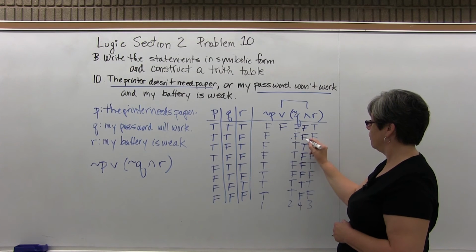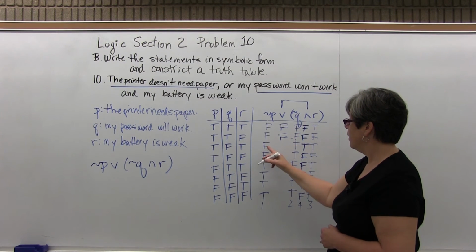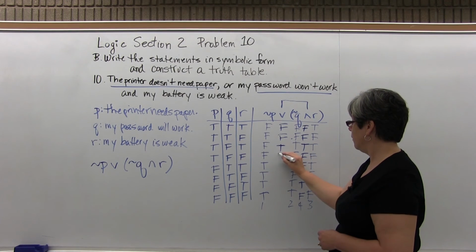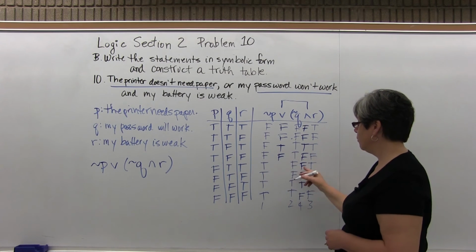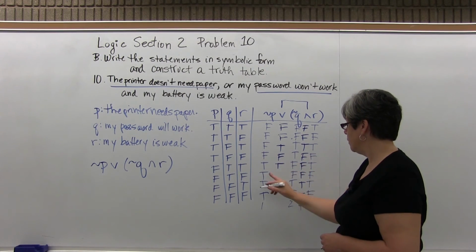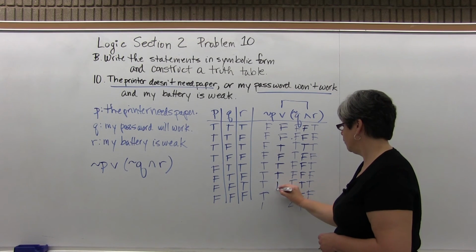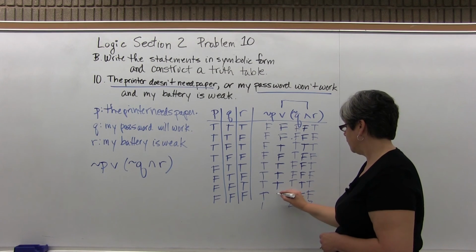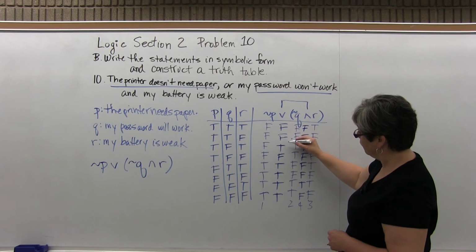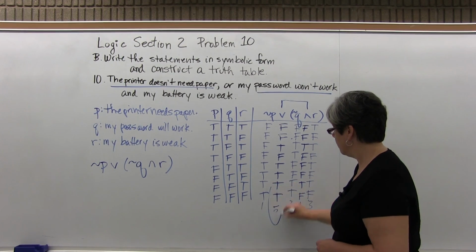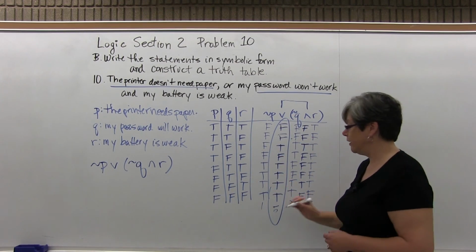False, false, false, false. The false or true is true. The false or false is false. True or false is true. True or false, true. True or true, true. True or false, true. Two falses, true, false, and then the rest are true. And that is our final statement, our final step, our answer.